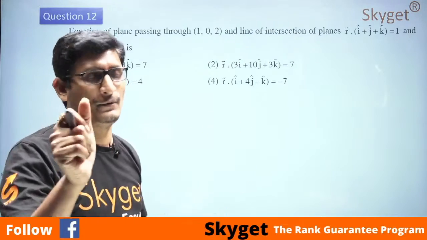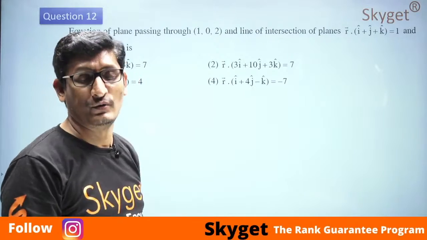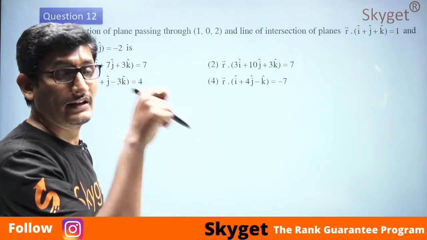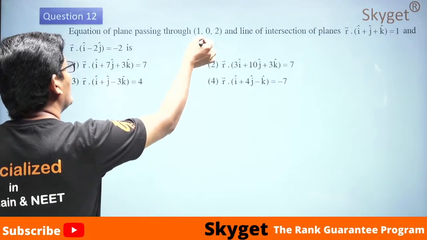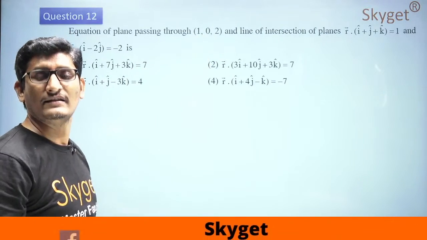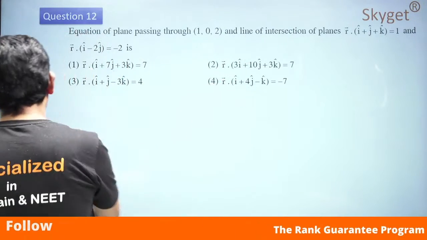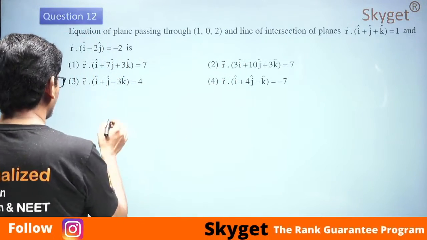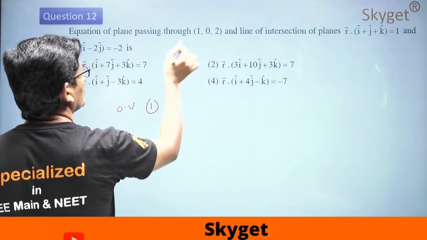Don't worry, simple trick. What is said here? Equation of a plane passing through the point 1 0 2. That means this point is substituted in the equation. So whichever equation satisfies, that is the answer. So I am going for option verification. First option here, r bar dot this one.